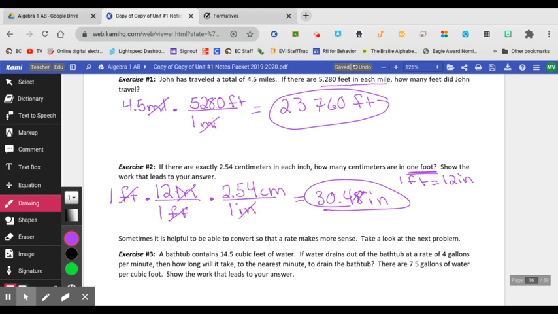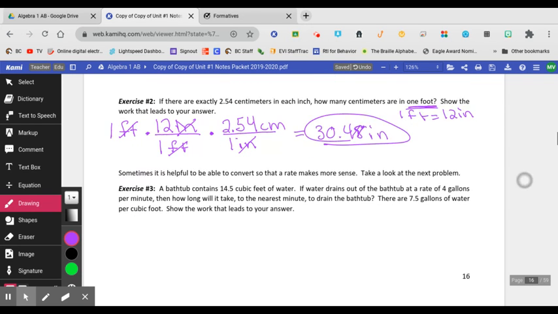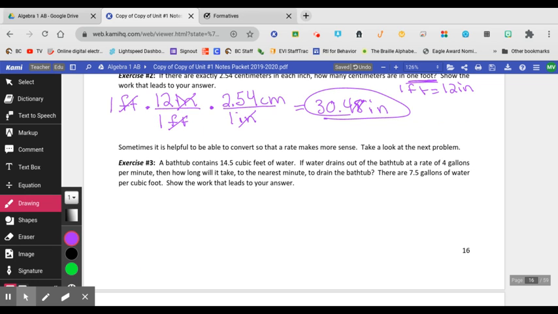Sometimes it's helpful to convert so that it makes more sense. So a bathtub contains 14.5 cubic feet of water. If the water drains out at 4 gallons per minute, then how long will it take to the nearest minute? So rather than, I want to know how many minutes. So I'm going to flip the 4 gallons per minute to be 1 minute per 4 gallons because I want my answer to be how many minutes. So now I need to convert the gallons. So there are 7.5 gallons of water per cubic foot.